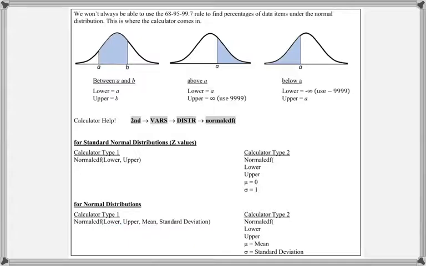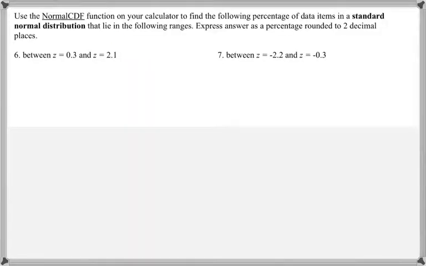If you have the other operating system, it's basically the same, except you are typing this information in the vertical menu. Use the normal CDF function on your calculator to find the following percentage of data items in a standard normal distribution that lie in the following ranges. Express your answers as a percentage rounded to 2 decimal places.